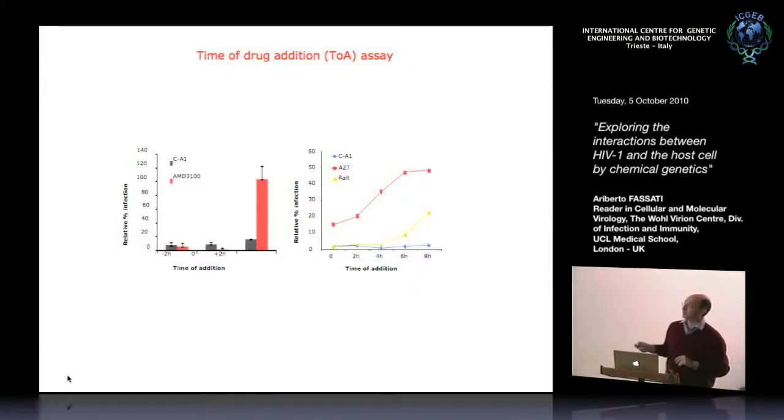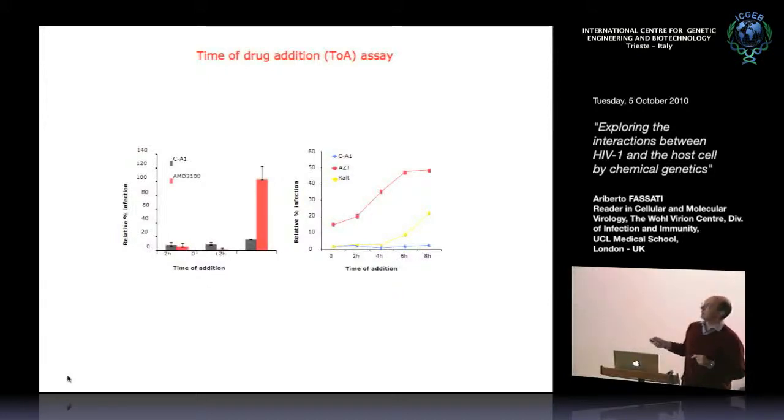So here, for example, we have compared this compound, coumarin, to a very potent inhibitor of the CXCR4 co-receptor. So this is entry, in fact, the very early stages. And you see that if you add the compound 2 hours before infection, both block. If you add at time zero, both block. But if you add 2 hours later, the virus is already in. So the entry inhibitor doesn't do anything, but the coumarin still hits it. So we know from this experiment that it's after entry. Entry is not important for coumarin.